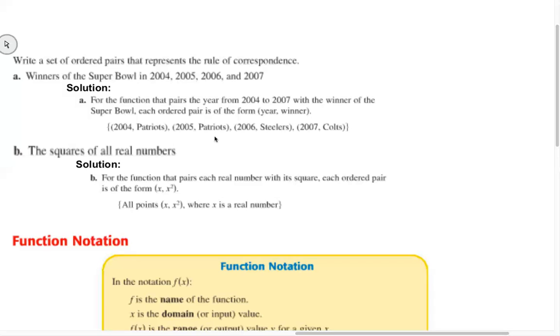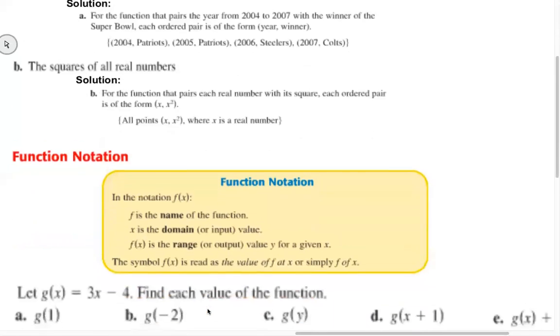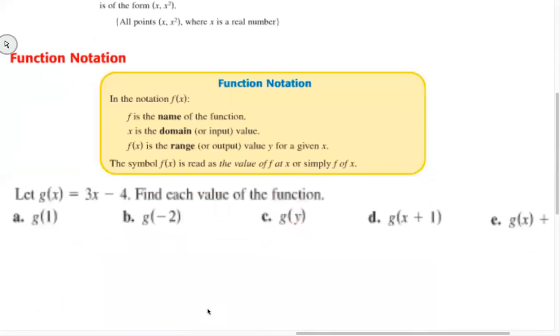All right. The next one says the squares of all real numbers. So it's x and x squared. Is that a function? If I put in 1, 1 squared is 1, right? If I plug in 2, I get 4. That's a function. That's that graph that Lance was talking about, the U. All right, now for the fun stuff. Function notation.